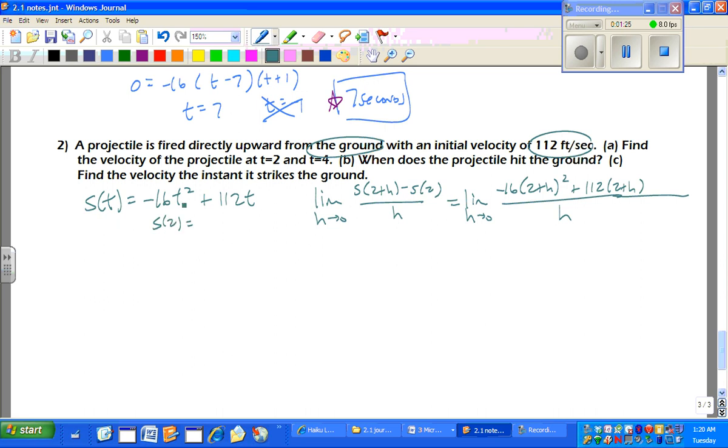So if we were to put 2 in here, 2 squared is 4, so times negative 16, negative 64, plus 2 times 112 is 224. We add those up and we get 160. So we're subtracting 160 at the end here. So we've got a little simplifying to do.